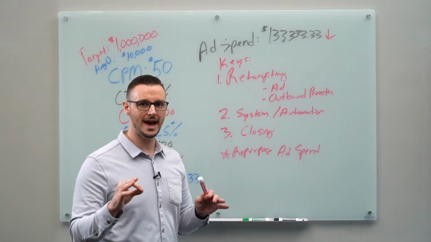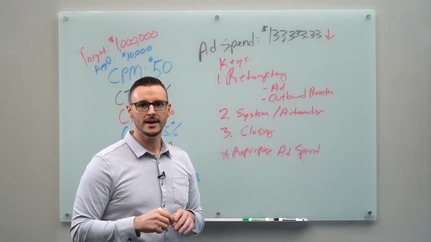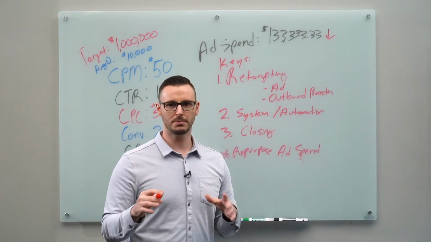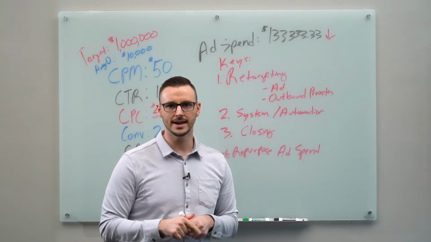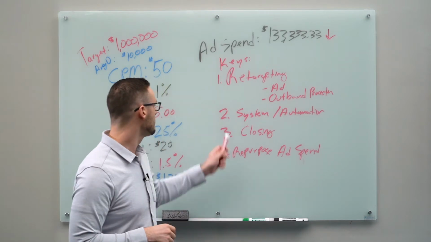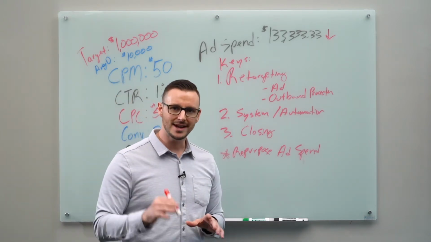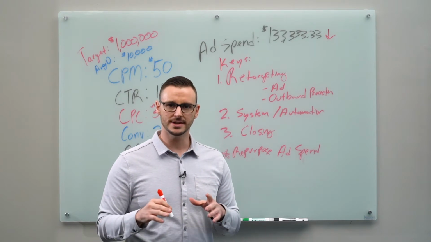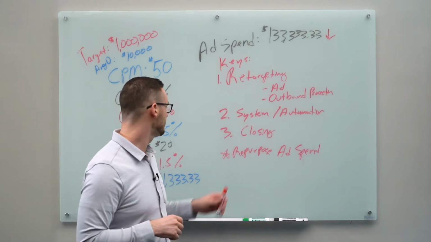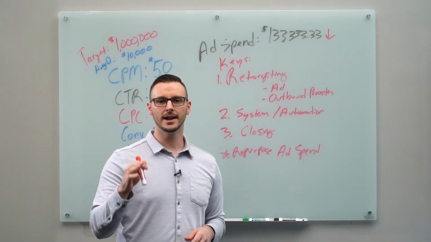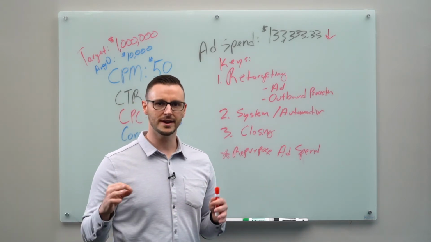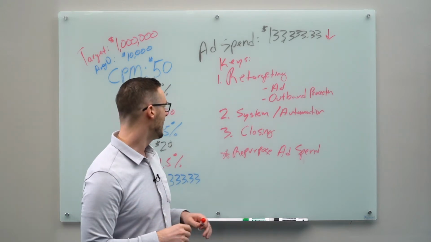And the keys to doing that is, number one, you're retargeting. You need to be retargeting with your ads, and you need to be retargeting with your outbound prospecting. That's email, cold calling, LinkedIn, a multi-channel approach to get your prospects on the phone. Number two, you need to have processes, systems, and automations to help you scale that process. And that's going to help bring down those ad costs. And then three, you need to focus on closing sales. If you're not closing, that's one of the key linchpins in this whole thing. If you're not closing, you need to optimize that process.